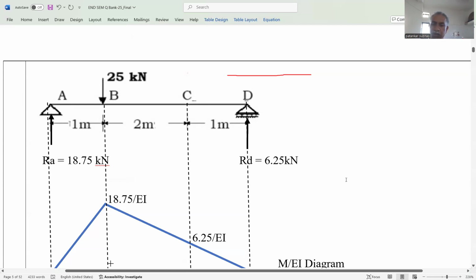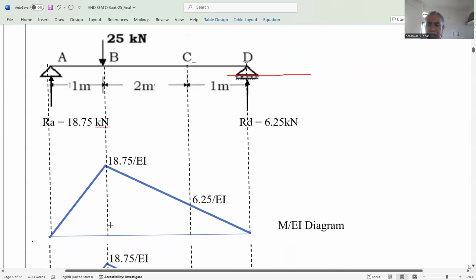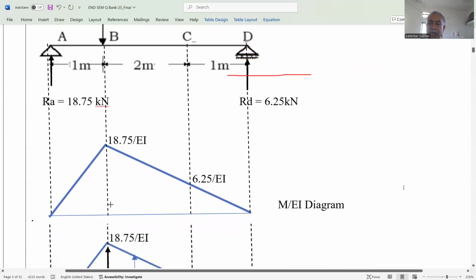Step number 2, draw the bending moment diagram. And after drawing the bending moment diagram, we can sketch the M by EI diagram, the bending moment diagram divided by EI. In this problem, EI is constant, and that's why the bending moment diagram and the M by EI diagram are the same, just divided by EI. At each support, definitely the moment is 0. At support B, the moment is equal to 18.75 multiplied by 1. That's why it is 18.75 divided by EI.